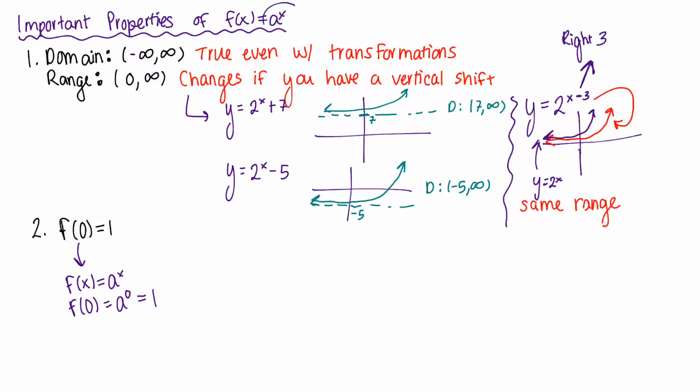As long as you have this basic a to the x function, you have a y-intercept at (0, 1). So this is not true if you have any transformation. If you have a left-right transformation, this won't be true. And if you have an up-down transformation, this won't be true. Or if you have a reflection, which we'll talk about in a moment, this won't be true. So it changes with transformations.